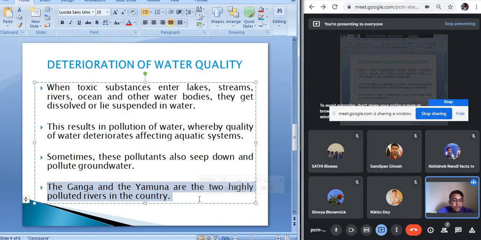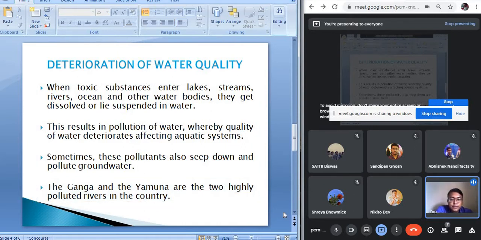The longest river of our country is the Ganga river, and it is a highly polluted river of our country. The majority of the people of our country are dependent on the water of river Ganga for agriculture, for industrial activity, for human consumption and all. But the water of the Ganga river is highly polluted. So it is a matter of serious concern. The Ganga and the Yamuna are the two highly polluted rivers in the country. Please remember this one. You may get an MCQ from this part.